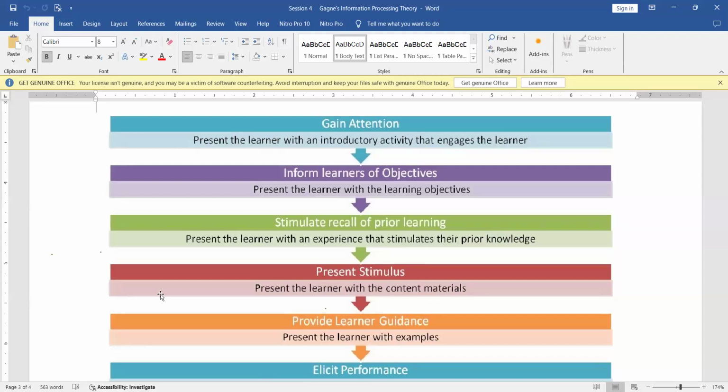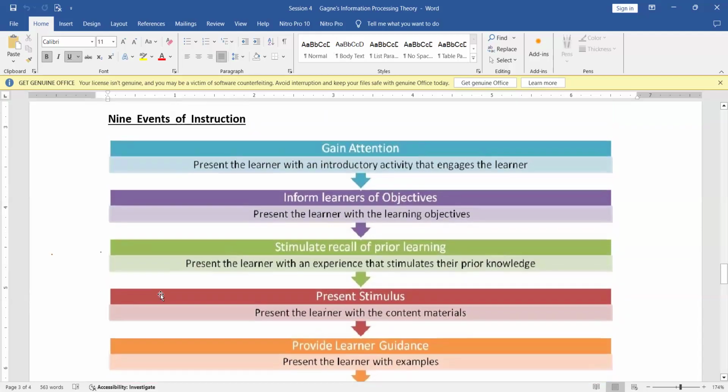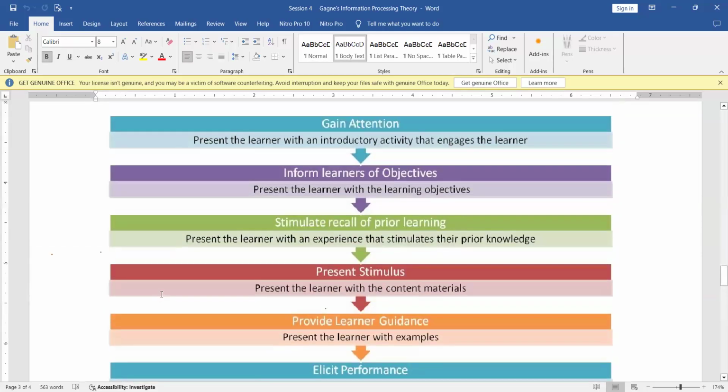Then you have to present the stimulus. Present the stimulus is the new learning, the materials for new learning, activities for new learning. Teacher can explain. If not, the students can actually read it and learn. You actually give them an activity to read and learn. That is presenting today's new knowledge. Then you provide the learner with guidance. That is providing examples and simplifying and all that.